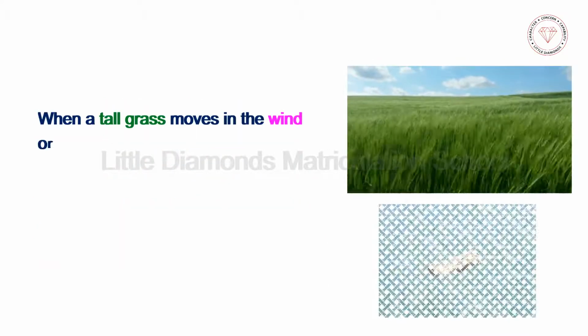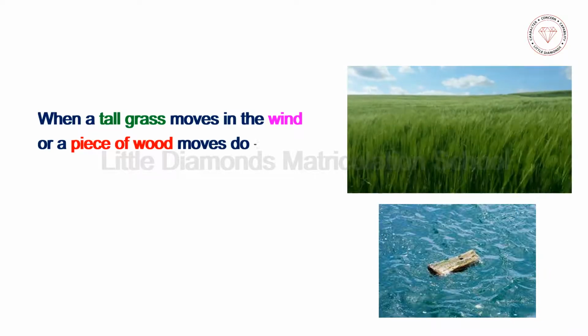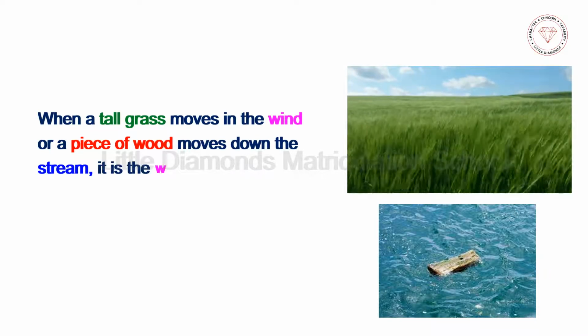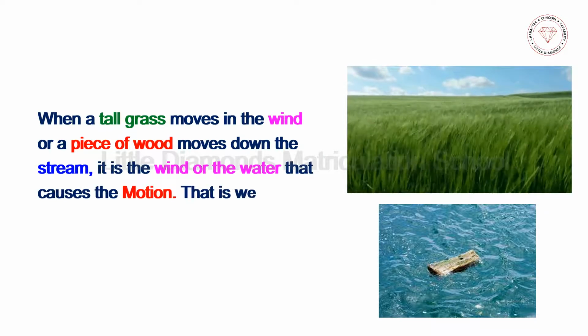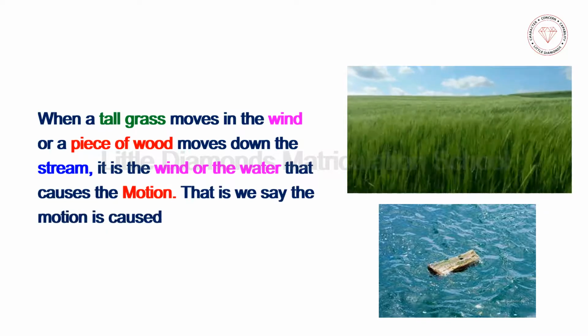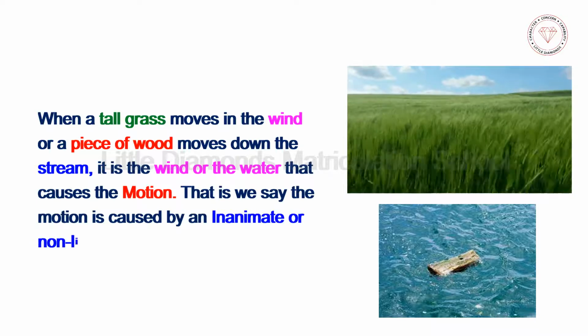When tall grass moves in the wind or a piece of wood moves down the stream, it is the wind or the water that causes the motion. That is, we say the motion is caused by an inanimate or non-living agency.